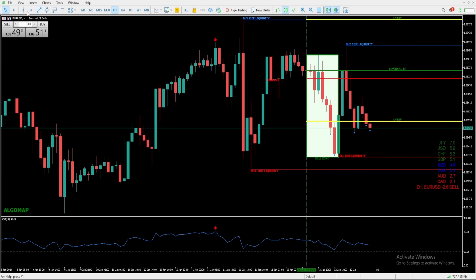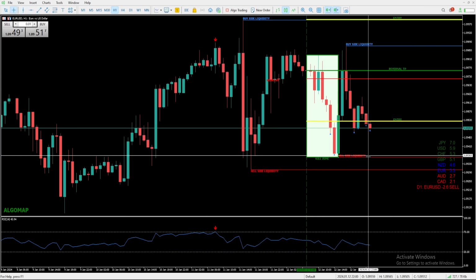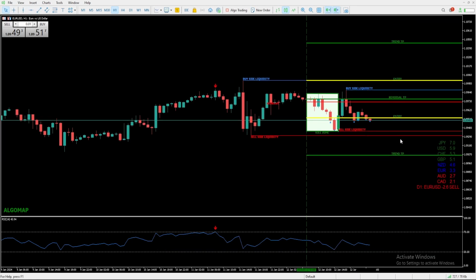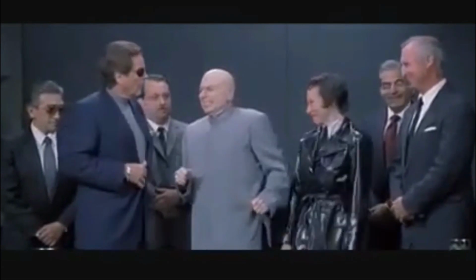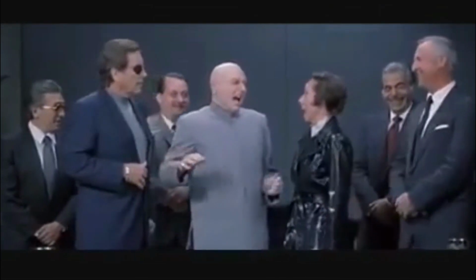Okay, so like you could see, when the levels are toggled, you've got 2 entry levels, a reversal take profit level, and you also have trend and take profit levels with the buy side and sell side liquidity. Very nice feature. Let's go to the next one.